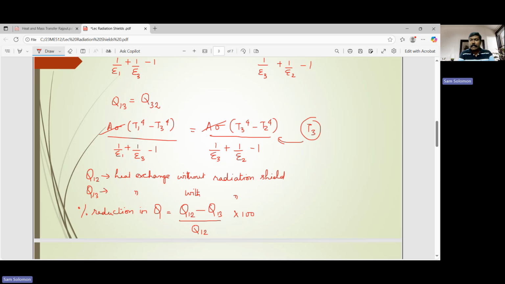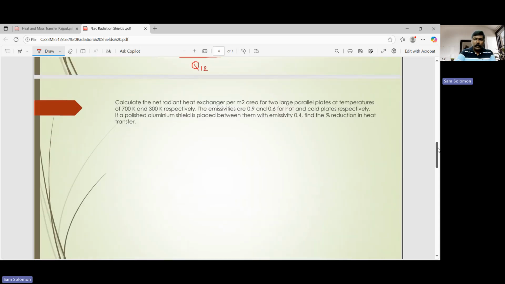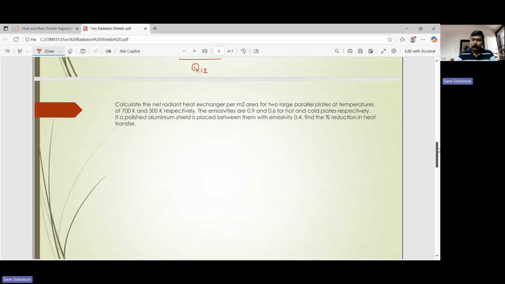So the concept is very simple. So the advantage of using the radiation shield is, see, there is no heat loss. Okay. Without eliminating heat exchange, we are able to reduce the heat exchange between two surfaces. Okay. So that is the advantage of using a radiation shield. And by using the radiation shield, we will be able to reduce the amount of heat exchange between two surfaces considerably. Okay. So now let's look at a couple of examples and then we shall wind up this session.